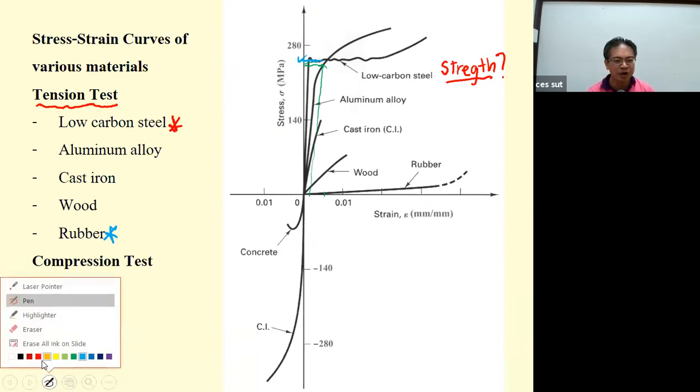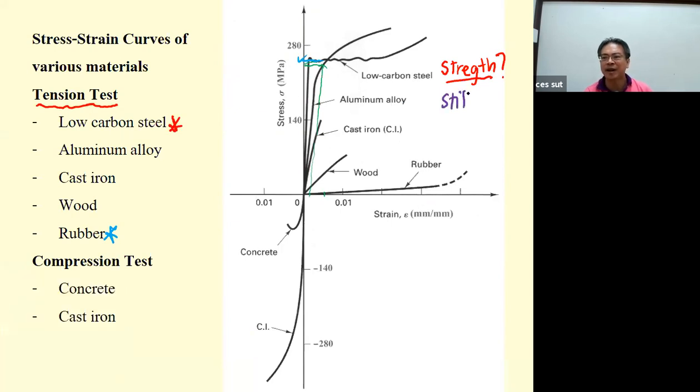And then which material is going to have the highest stiffness? For the tension test, which one is going to have the highest stiffness? If you check for the stiffness, you just check the slope. You can see the steel has the highest stiffness. And again, you also see the rubber has the lowest stiffness.